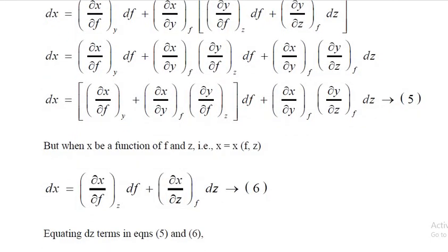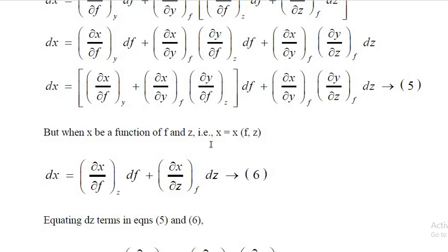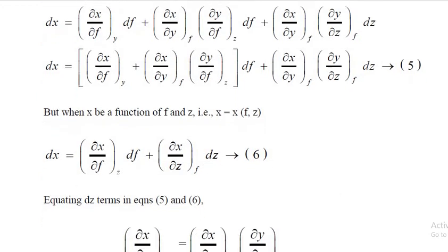Now let us take x as a function of f and z. That is, x is equal to x of f comma z. So dx is equal to ∂x/∂f at z into df plus ∂x/∂z at f into dz. Now equate the dz terms in equation 5 and equation 6. Only the dz term you can equate. So what will we get?